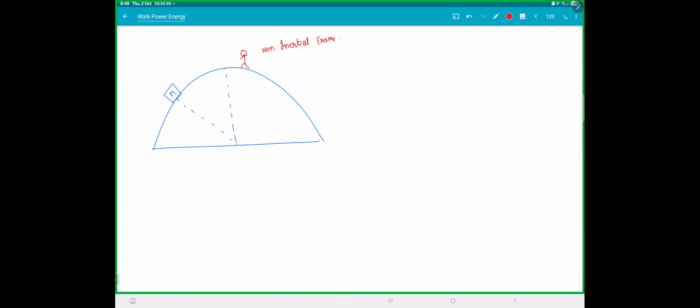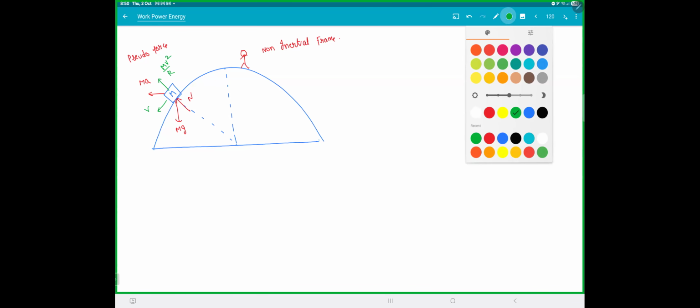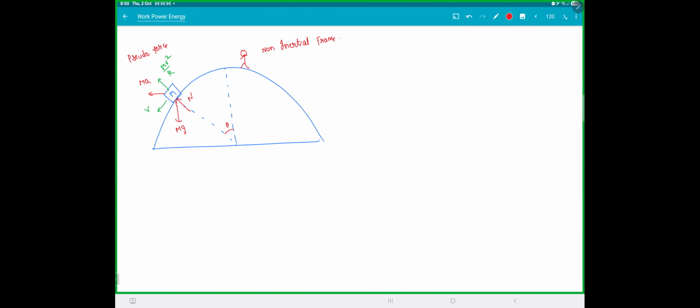So what are the forces acting on this? Now there'll be a pseudo force ma. There will be normal reaction. There will be mg. And let's say you're also going with speed v. Again, remember this v is the speed with respect to this observer. So you will also have a centrifugal force mv square by r. These are all the forces. This is angle theta. This is theta.